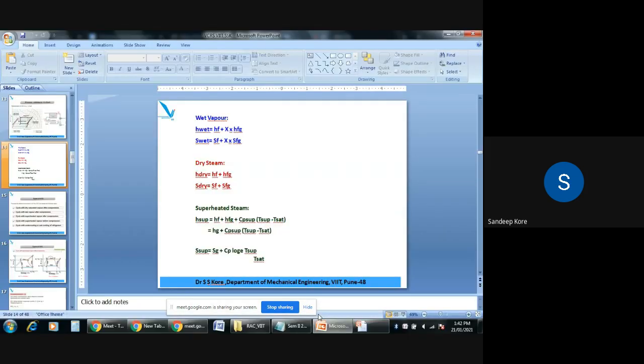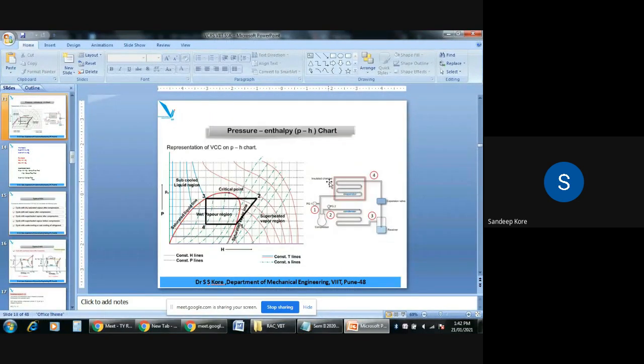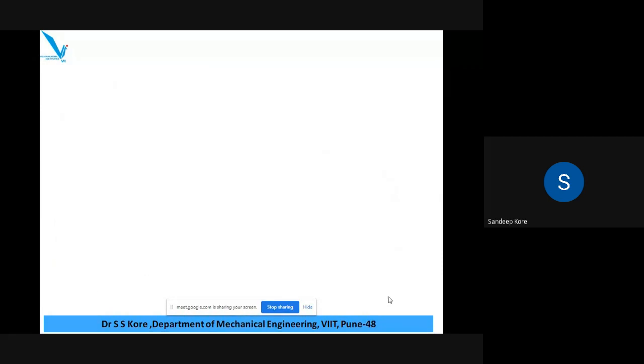So in the morning, we have seen the different components in the VCRS cycle, and also how to draw the pH chart and what the conditions of refrigerant are at different points, how to find out the cooling load or refrigerating effect, how to find out the work done, and how to find out the amount of heat rejected. Okay, so now in this lecture we are trying.